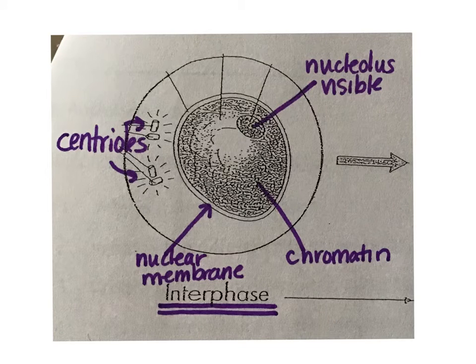All right, so you can see I've added the things we just discussed in the blank diagram. So you're going to add centrioles. The nucleolus is visible. Chromatin, which is the unwound DNA, and the nuclear membrane is clearly seen. And these are all characteristics of interphase.